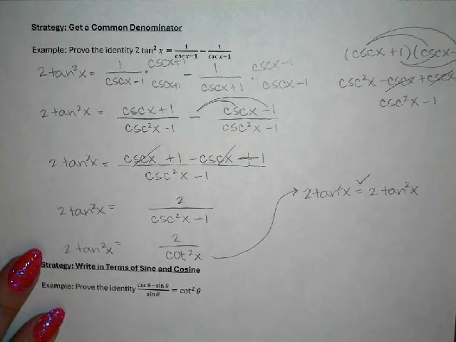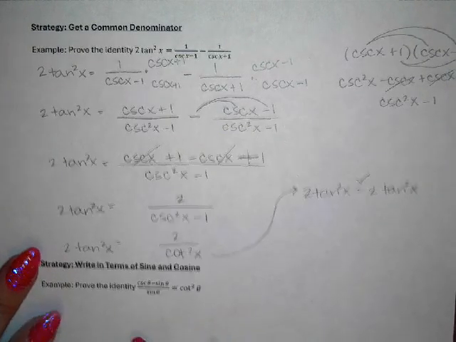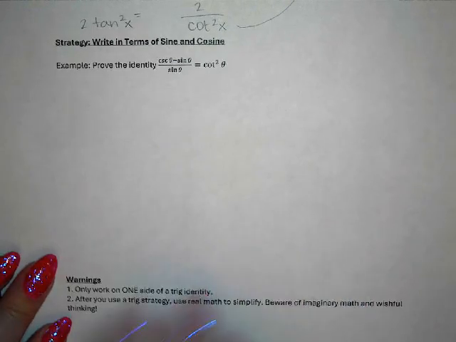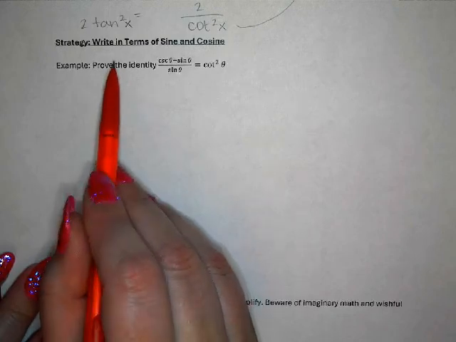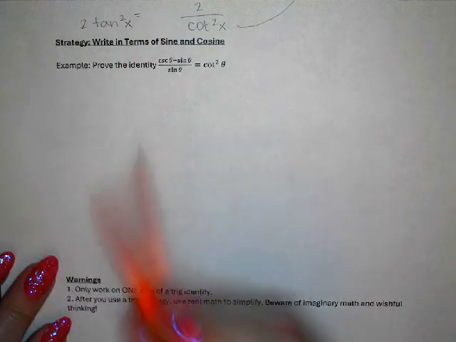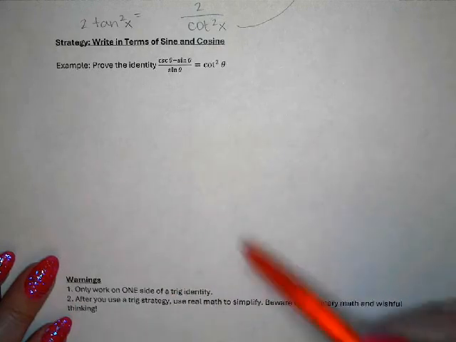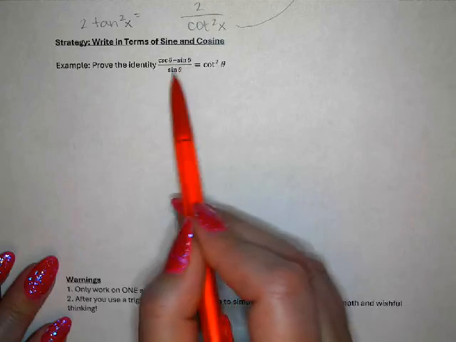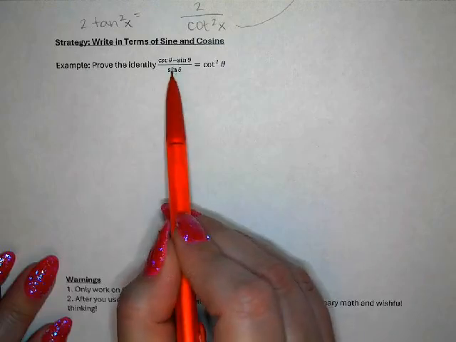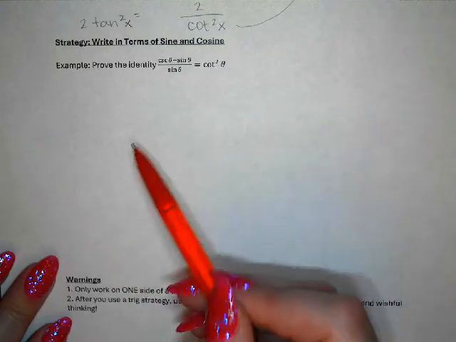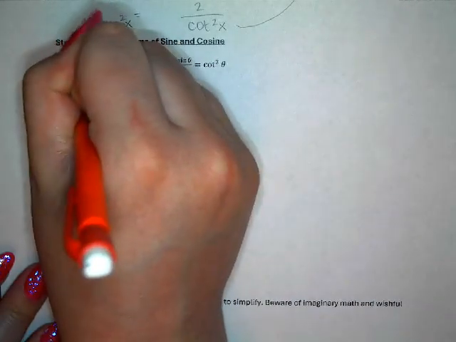All right, last strategy. We've already talked about it. We're just going to apply it to this problem. So this last strategy is to write the problem, the side that we're going to work with, in terms of sine and cosine. So I'm going to take this and we're just going to write everything in terms of sine and cosine, and then we're going to go from there. So the reason I'm working with the left side is, again, because it's the more complicated side. And so cosecant I'm going to write as 1 over sine minus sine divided by sine equals cotangent squared.